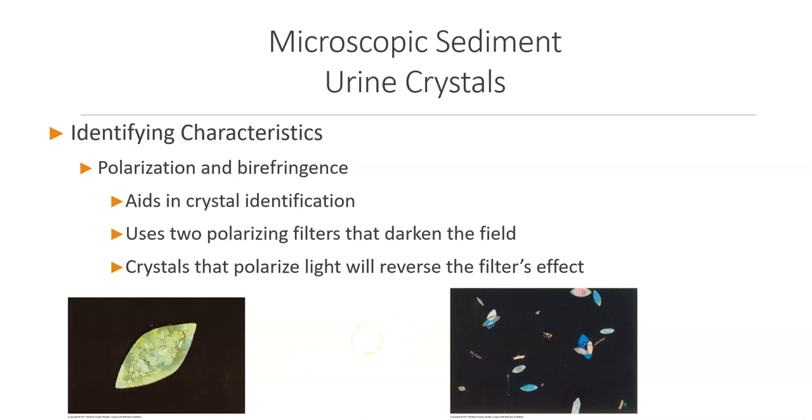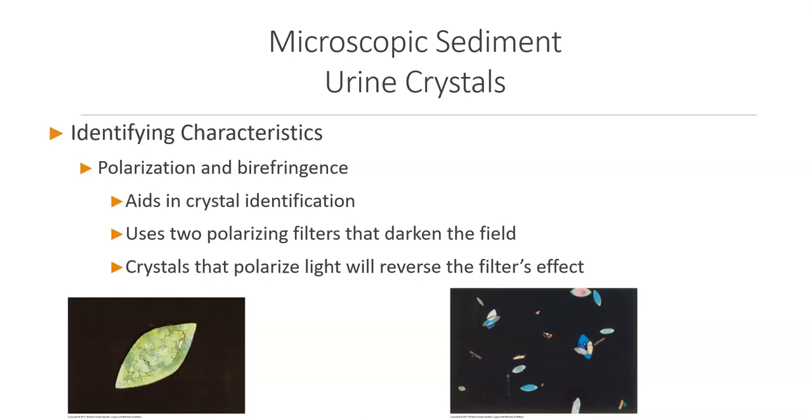Polarization uses two polarizing filters that darken the field, and the light is reflected or transmitted through certain media so that all of the light vibrations are in a single plane. So you can see the picture on the left, the crystal is very bright, very crystal clear.